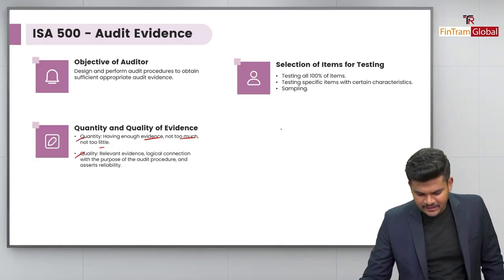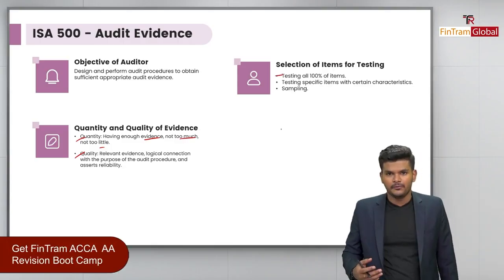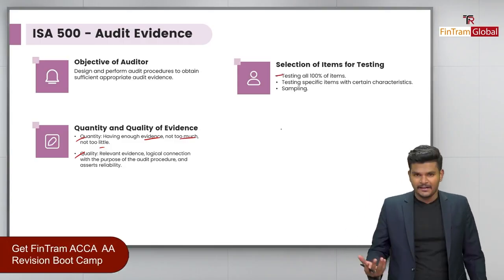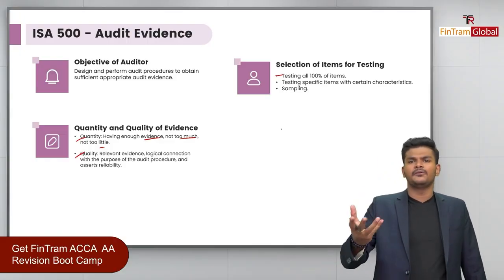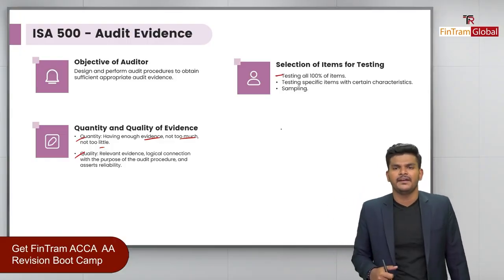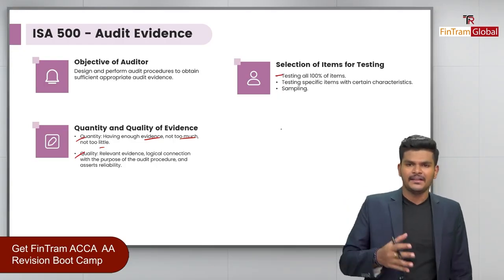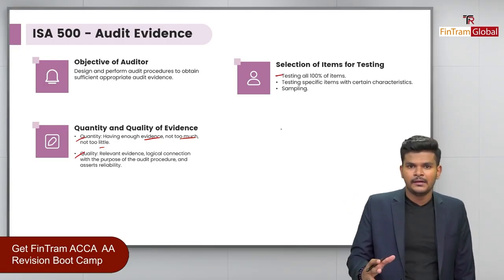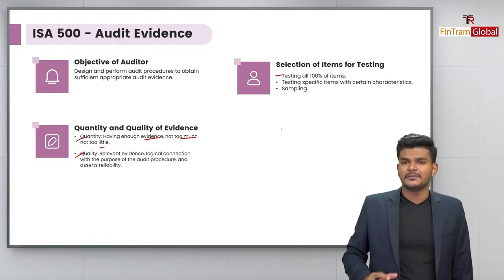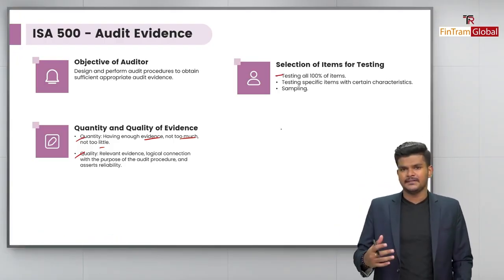I can either test 100% of the items. Let's say for example the debt balance. If I talk about the debt balance, there might be three, four, five debts for a particular company. Some may have more, some may have less. But if the quantity of the population is low, then we can definitely test 100% of the items.